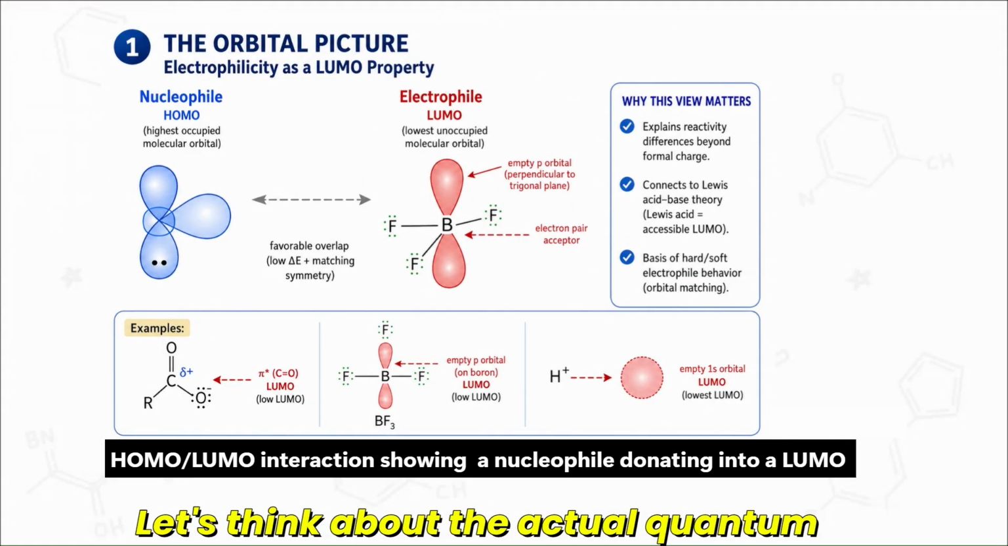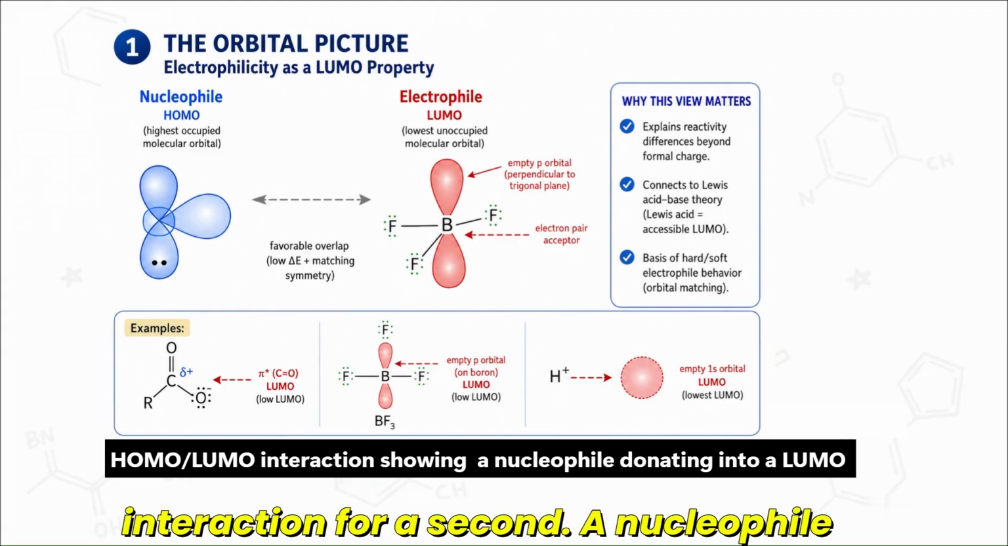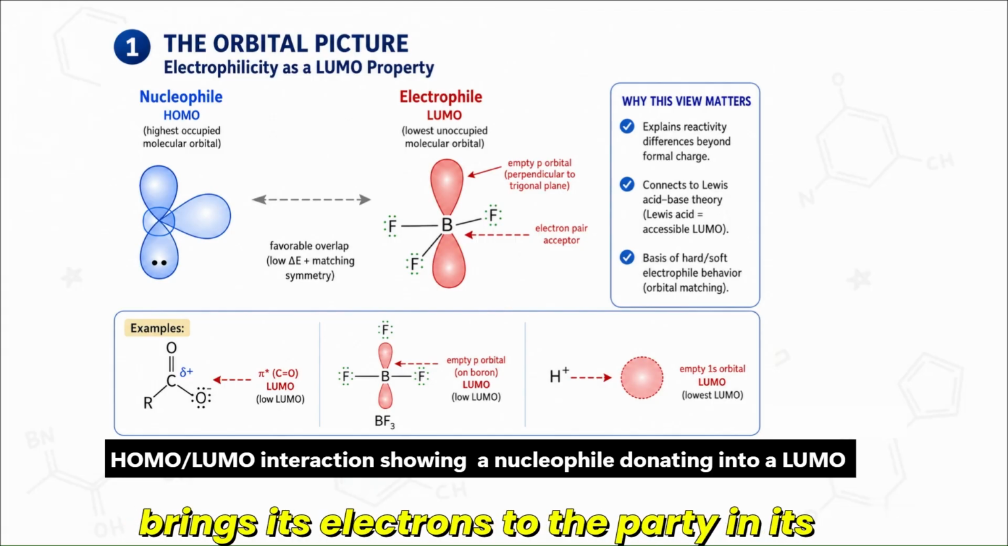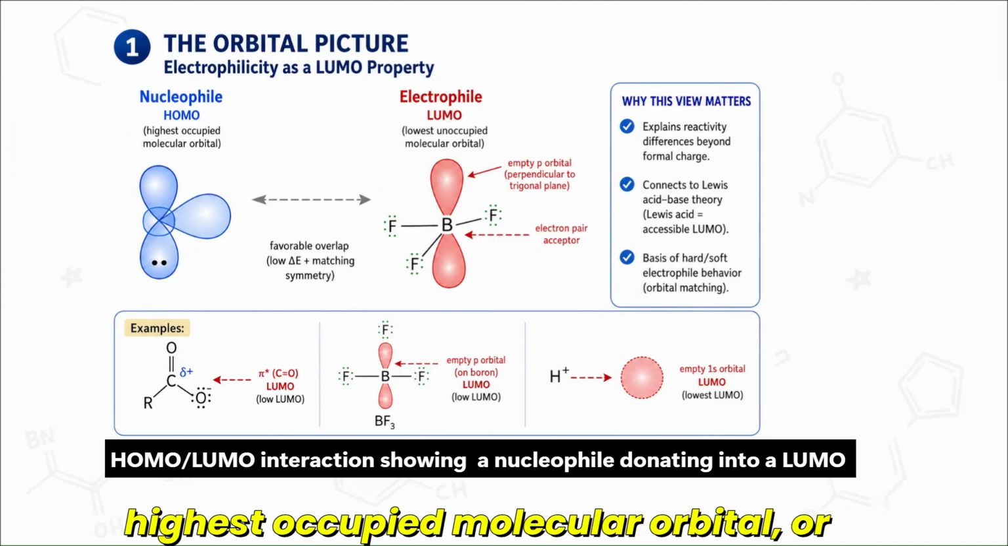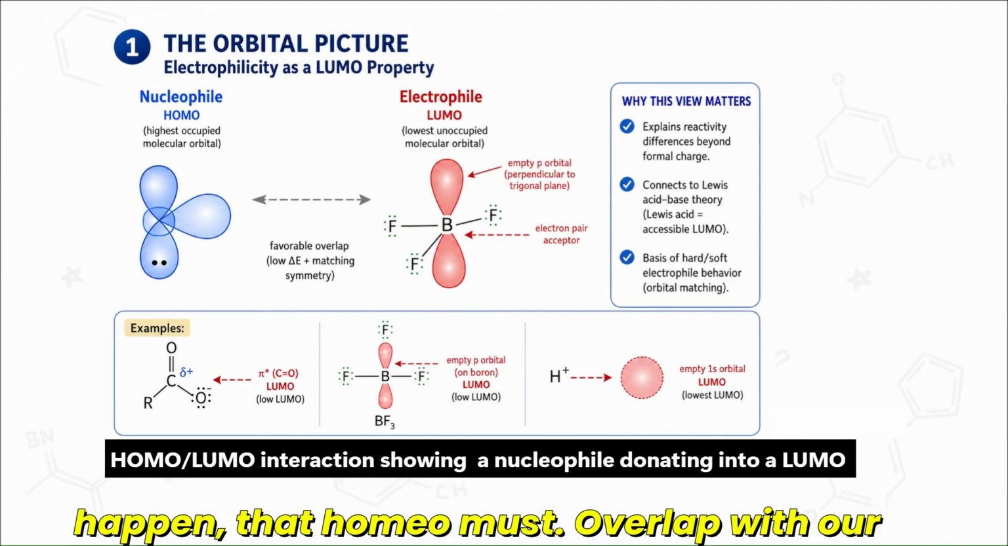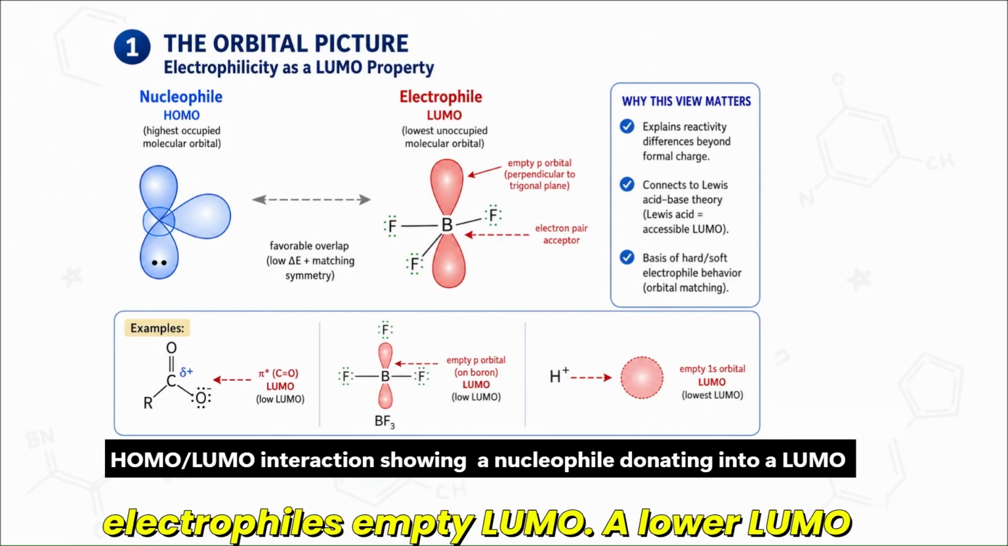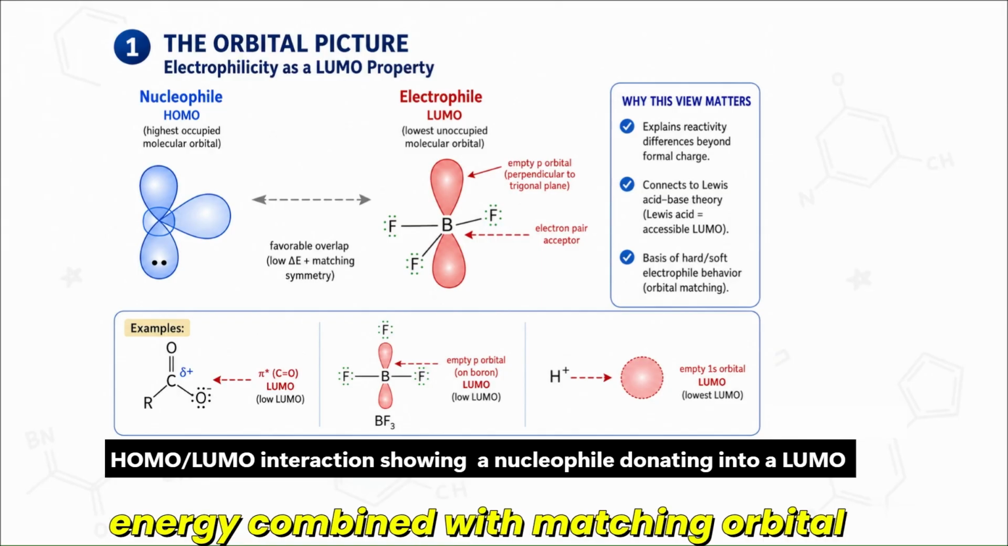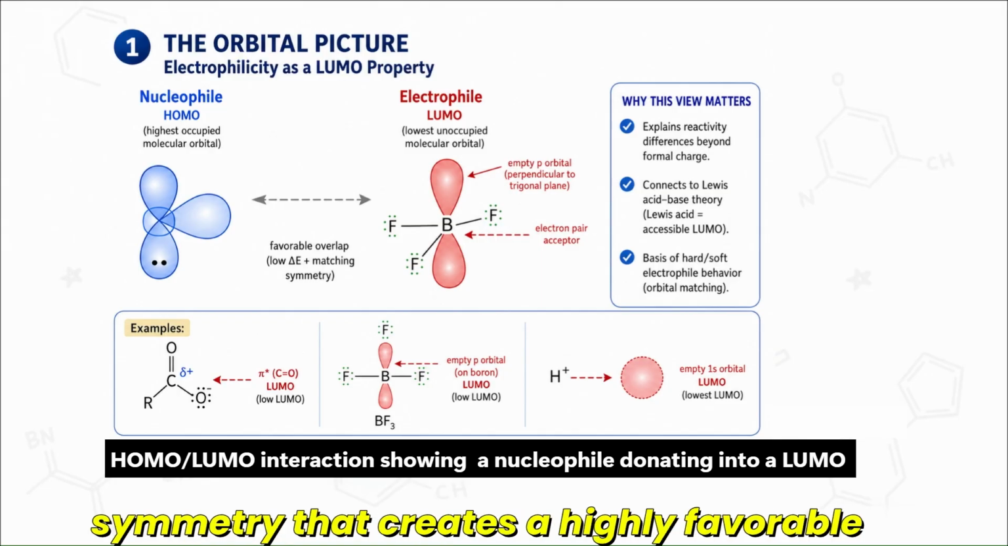Let's think about the actual quantum interaction for a second. A nucleophile brings its electrons to the party in its highest occupied molecular orbital, or HOMO. Now, for a reaction to actually happen, that HOMO must overlap with our electrophile's empty LUMO. A lower LUMO energy, combined with matching orbital symmetry, creates a highly favorable overlap.